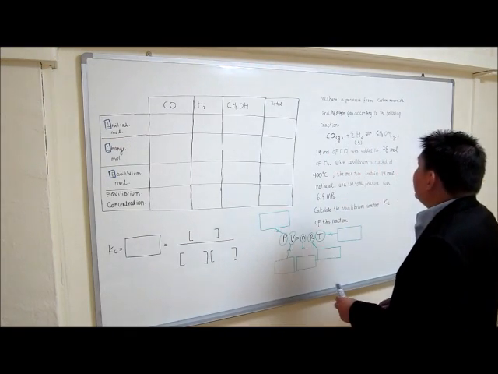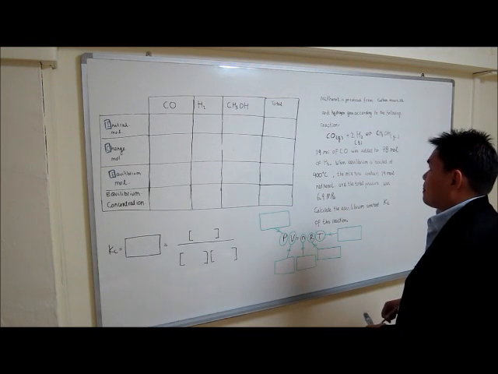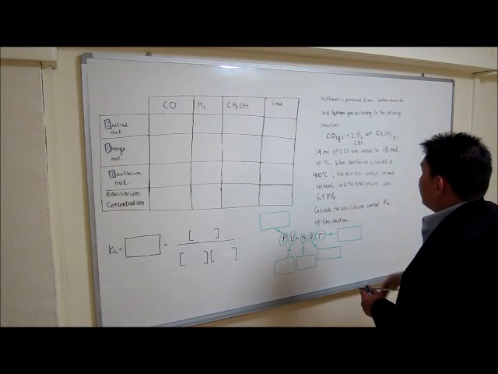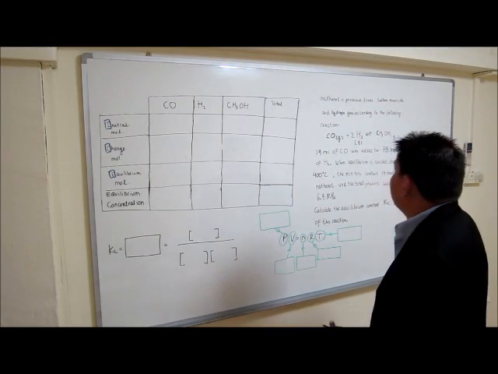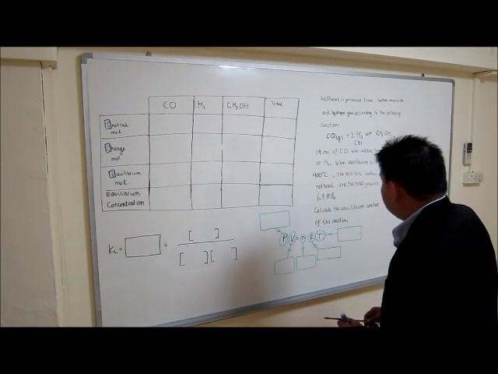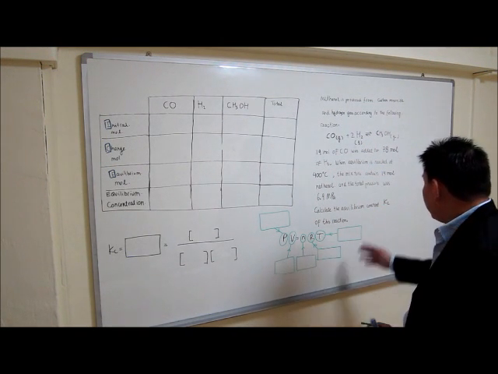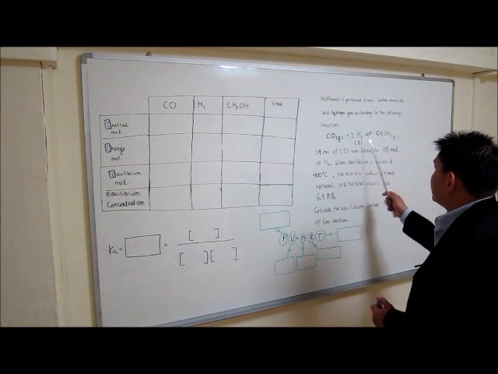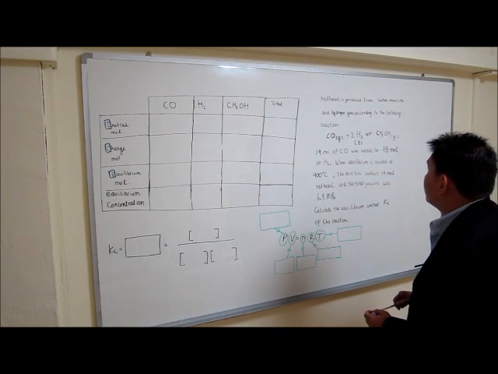Yesterday, we learned how to calculate Kp of a certain reaction given a certain amount of information. Today, we are going to do a very similar question, but this time the question asks you to calculate Kc of the reaction. So it's the same reaction and the same information. I can read the question again for you.